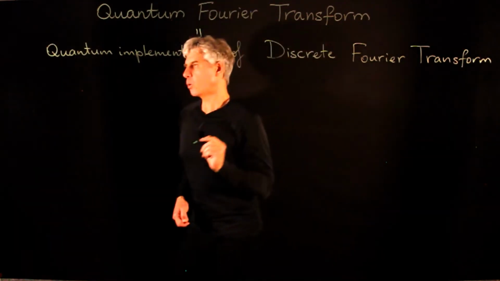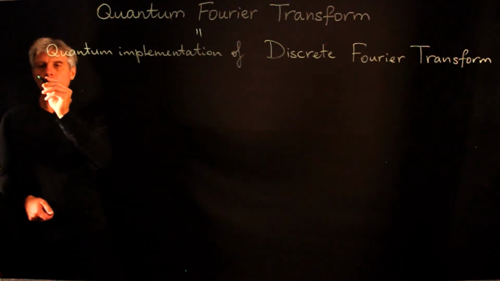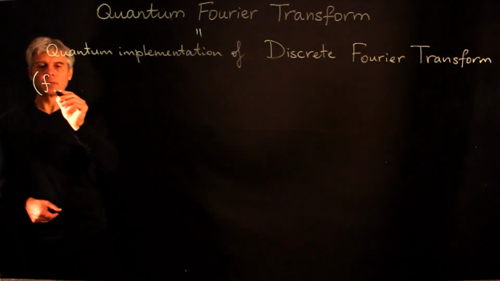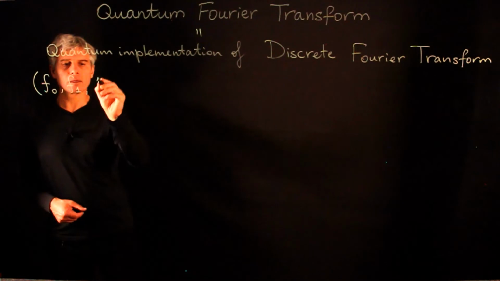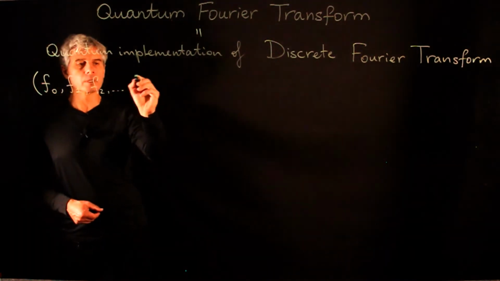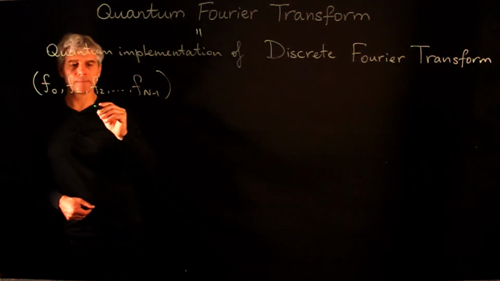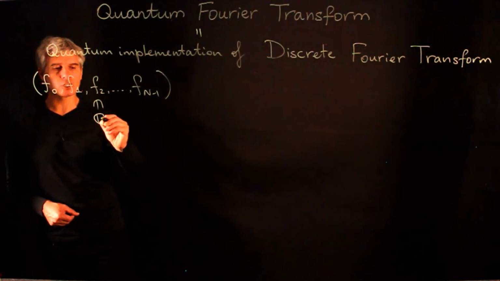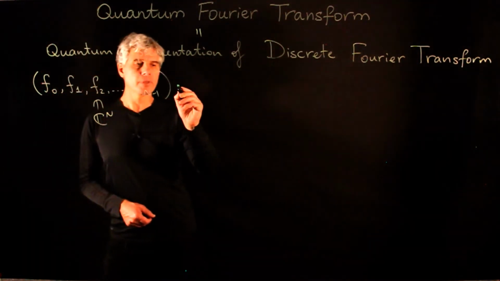So let's recall what a discrete Fourier transform is. The discrete Fourier transform is the following. We take a sequence of length n, f0, f1, f2, ..., fn minus 1. So this is a vector in either real or complex n-dimensional space. Let's consider this to be a vector in a complex vector space.